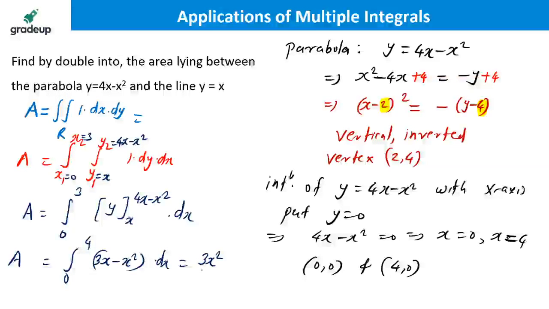So what you will be getting: 3x square by 2 minus x cube by 3. Limits are 0 to 4. Apply the limits. 4 is the upper limit. 16 3s are 48. 48 by 2 minus 64 by 3.